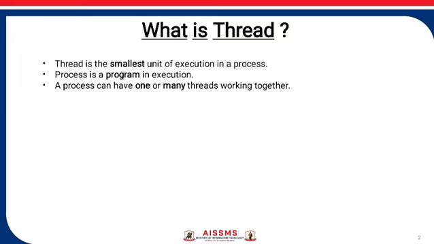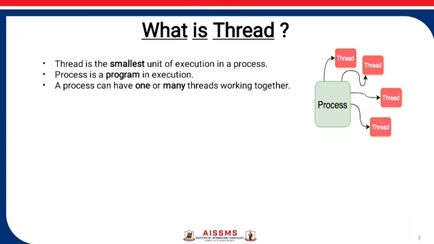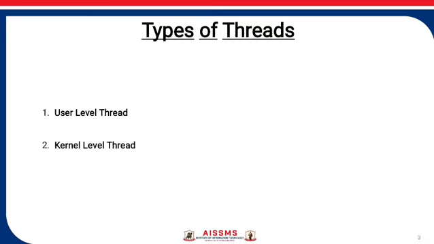For example, a single process can have different threads. The next topic is types of thread. There are two types of thread: first is the user level thread and second is the kernel level thread.